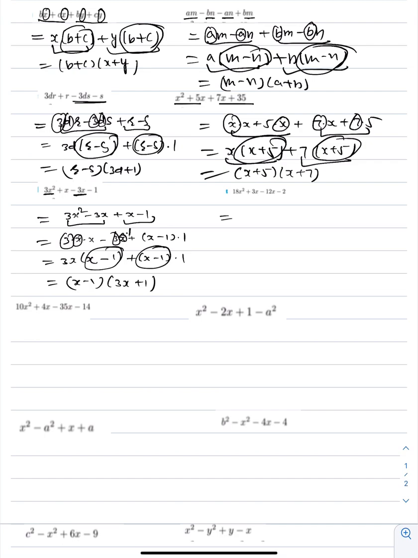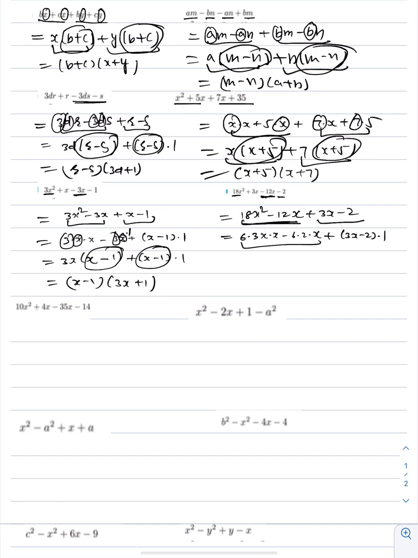Similarly here, let's see if we need to take anything common. Before we take anything common, I think it's better if we rearrange this like 18x squared minus 12x, 3x minus 2, just to avoid dealing with two negative signs. Now in this case, the hint is that you will have to get 3x minus 2 when you take anything common here. So you can see what is common here. I can write this as 6 into 3, x into x minus 6 into 2 times x, and then this one I can write as 3x minus 2 times 1.